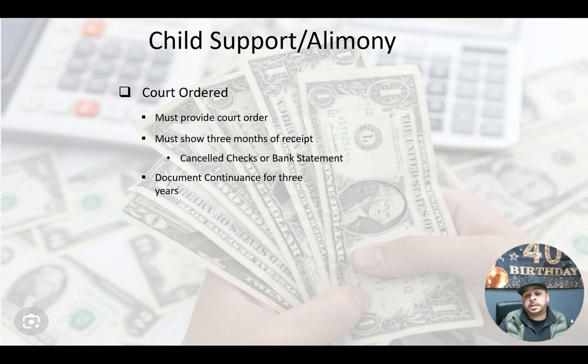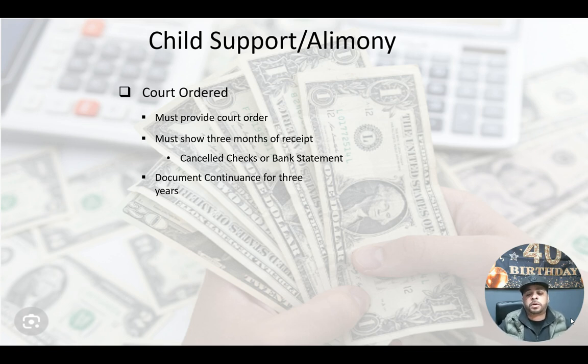This one sometimes gets a little dicey, but you have to document continuance for at least 3 years. Okay, so if you're getting child support for your dependent, for your child, and they're 18 years old and it's going to run out at them being 19 or 20 or 21, you don't necessarily have 3 months of continuance in that situation, and therefore you cannot count it.